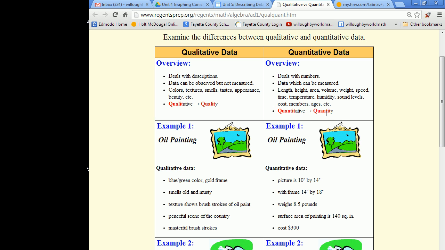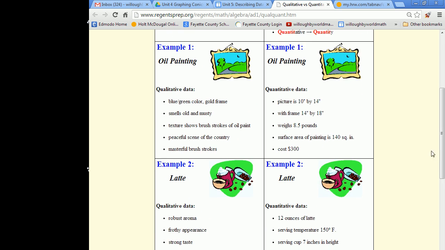So quantitative deals with quantity. Okay? So we're going to look at three different things in light of both types of data. Here we have an oil painting in example 1. What type of qualitative data could we take from this painting?